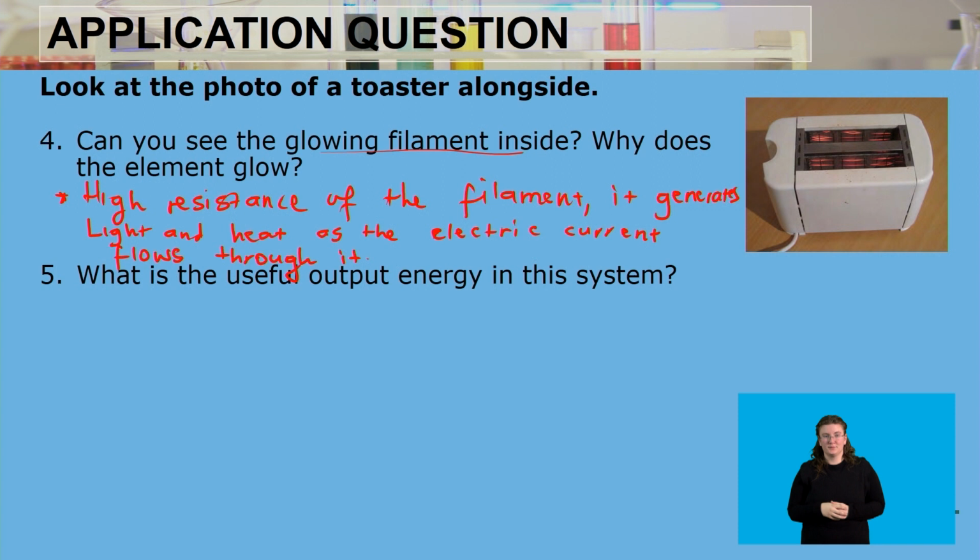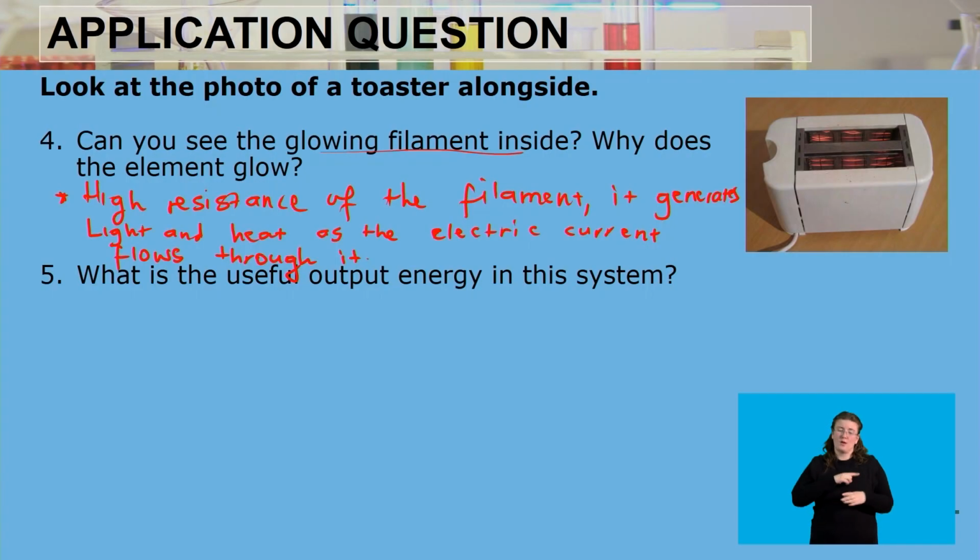Now the question is, what is the useful output energy in this system? So in a toaster, whenever you want to toast your bread, what you want is heat that is going to be generated from the toaster. What you don't want is the light. So light is just a byproduct. It's just there because it needs to be generated because of that resistance between the conductor and the flow of current. However, the useful output that you need from a toaster is heat energy.